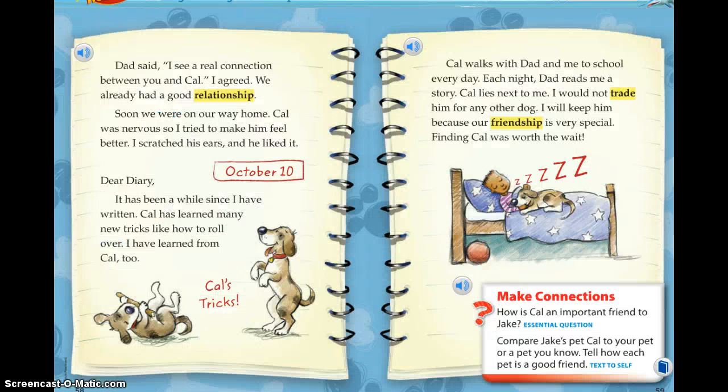Let's take a look at the first paragraph on this page. Dad said, "I see a real connection between you and Cal." I agreed. We already had a good relationship. Let's try to determine what the word connection means by using our context clues.